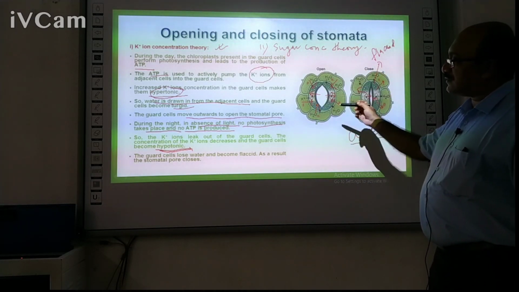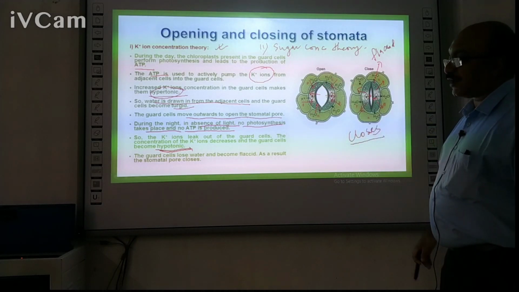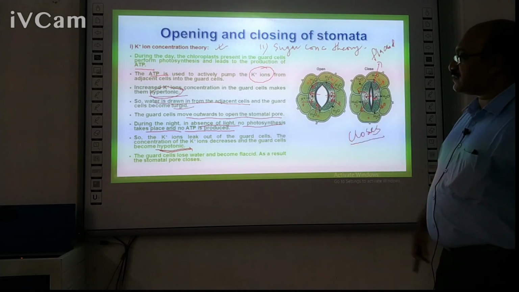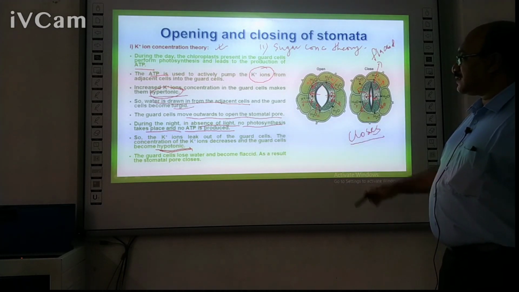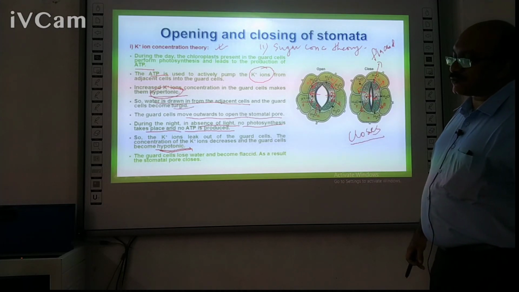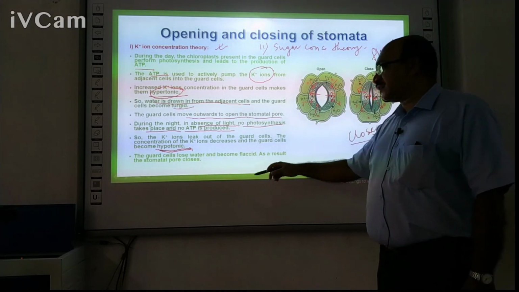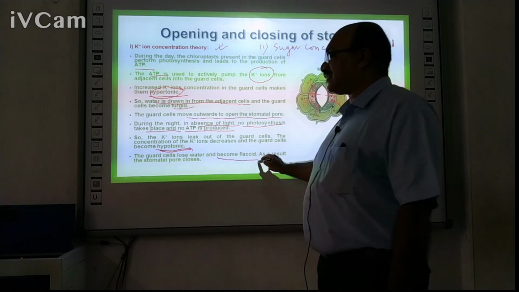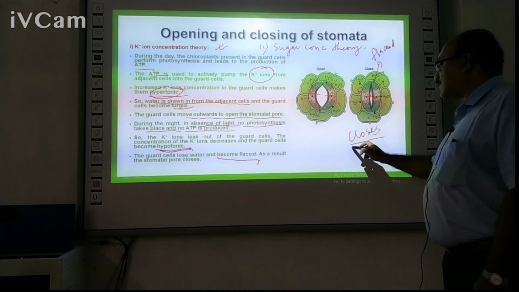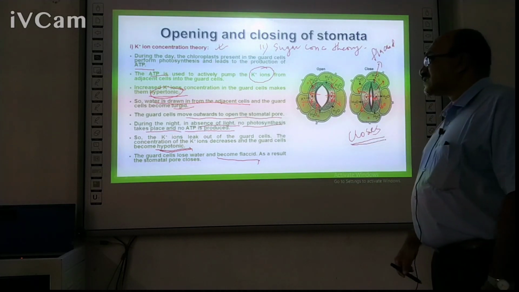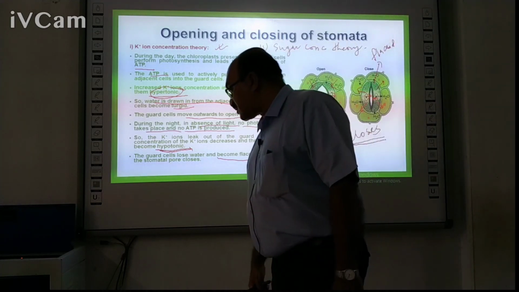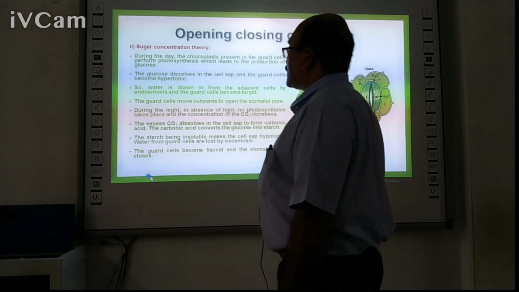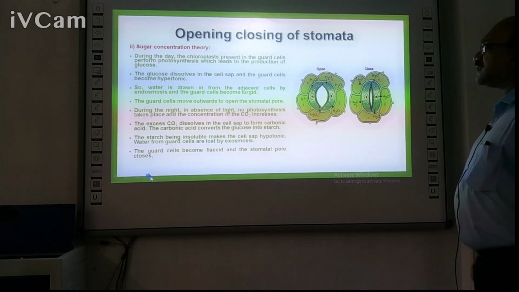So the potassium ions leak out. As the potassium ions leak out from the guard cells, the concentration of the potassium ions decreases. The guard cells now become hypotonic. So water from the guard cells is lost by exosmosis and the guard cells become flaccid. As a result, the stomata closes. So this is the potassium ion concentration theory. I hope you understand. Next we come to the sugar concentration theory.